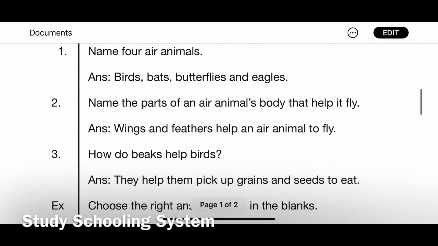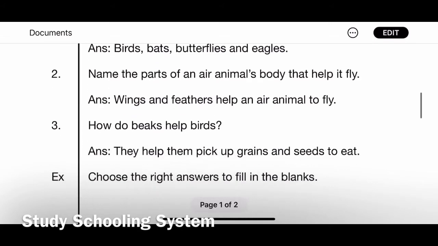Now come to number 2. Name the parts of an air animal's body that help it fly. Yes, what is the answer? Yes, good job. Wings and feathers help an air animal fly. Now part 3. How do beaks help birds? How do they help? The function was given in your book. Yes, the answer is they help them pick up grains and seeds to eat.